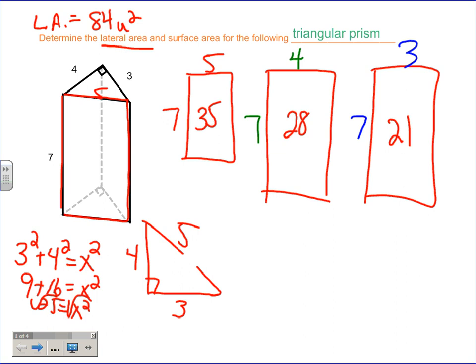And so what we have to do, but the nice thing here is the one on top and the one on the bottom. Can you tell me what's the one on the top and the one on the bottom? They're the same. So if I could find the area of just one of them, I can just double that, and that's the area of those bases.